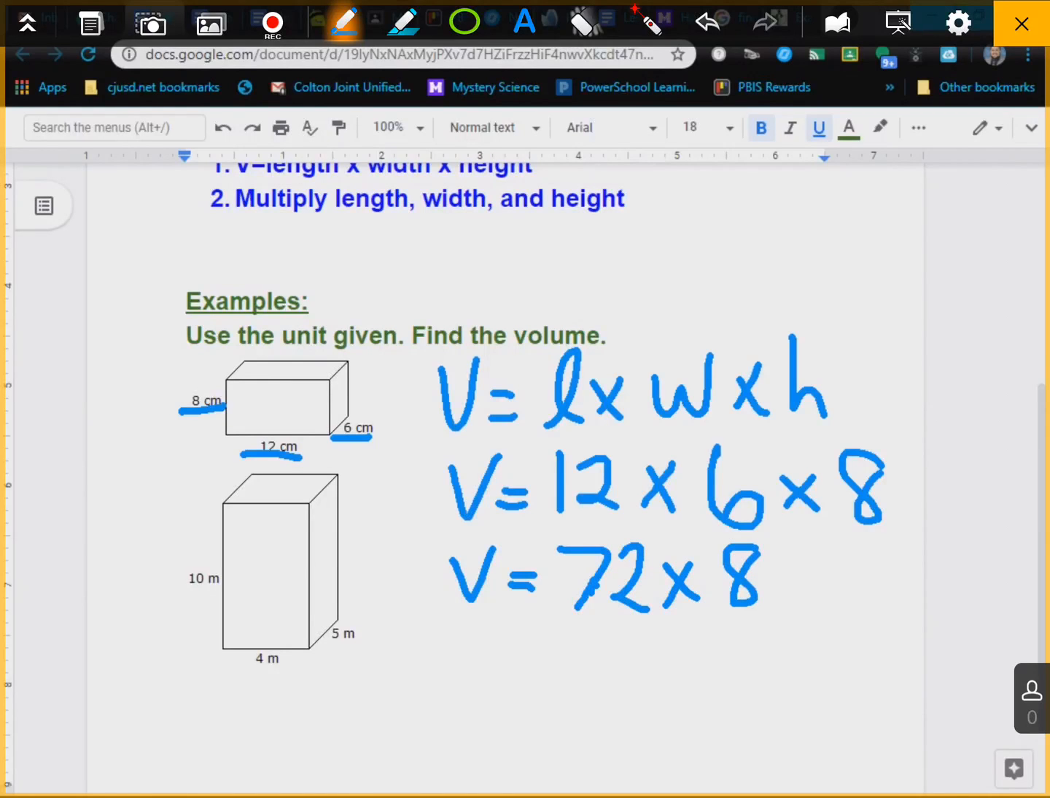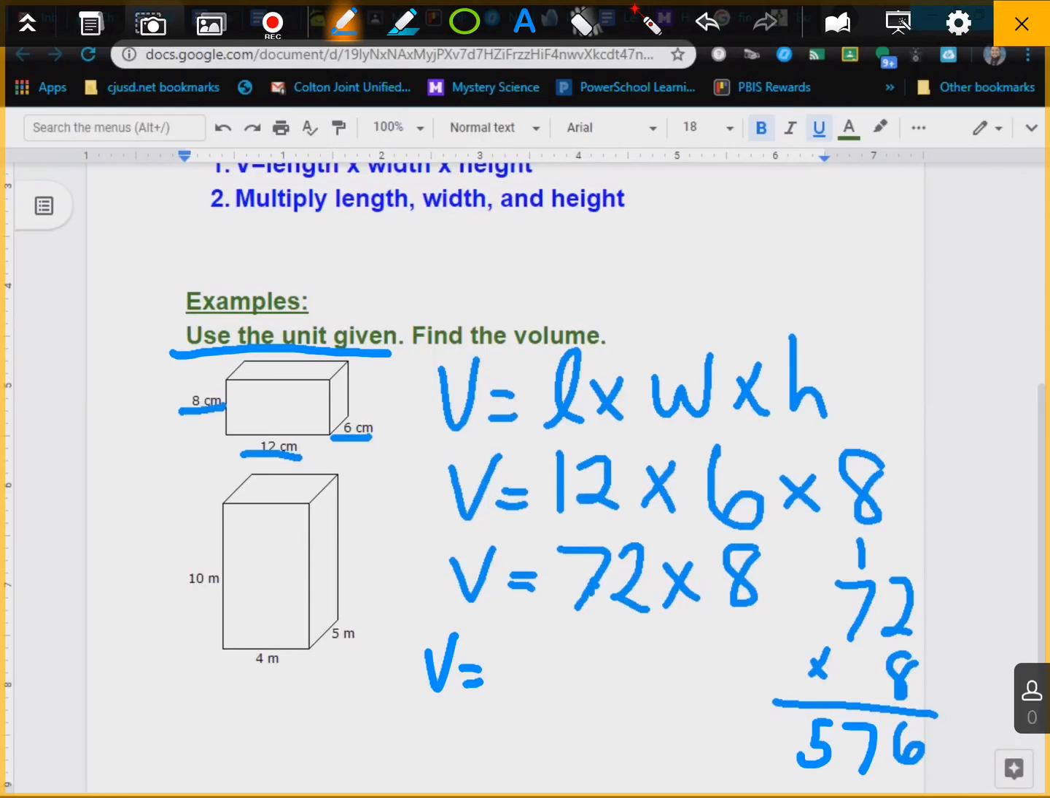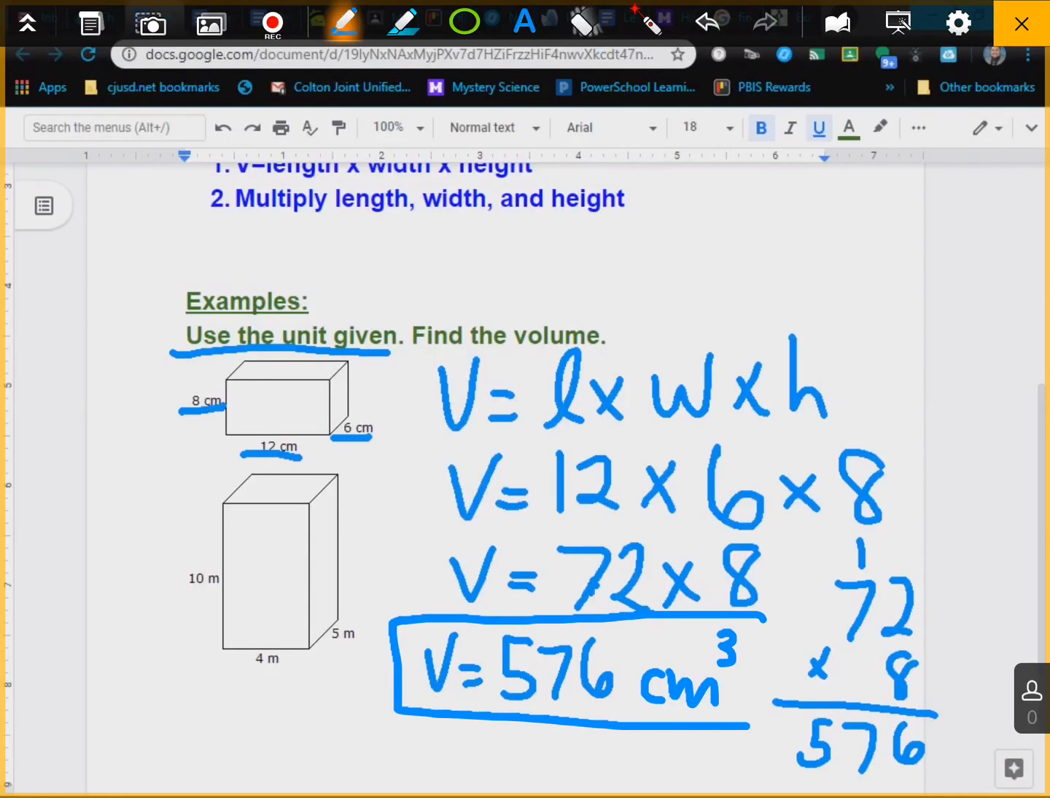Now, I don't know off the top of my head what that is, so I'm going to do 72 times 8. 8 times 2 is 16. Carry the 1. 8 times 7 is 56, plus 1 is 57, so 576. And now it says use the unit given, so it's 576 centimeters cubed, because it's volume. So you put a little 3 to represent cubed, so it's 576 centimeters cubed.